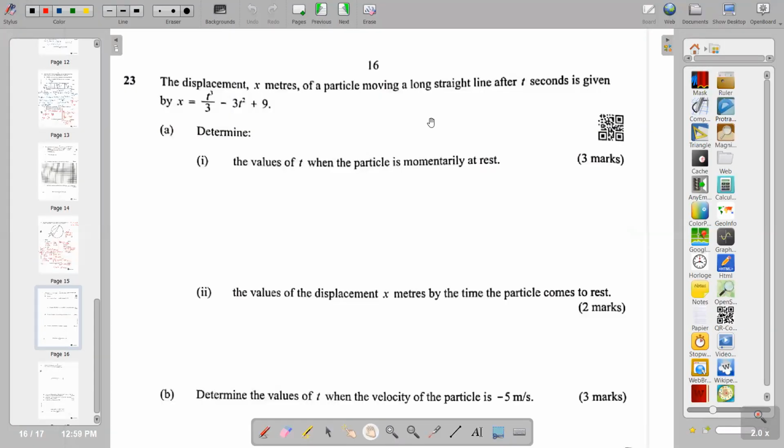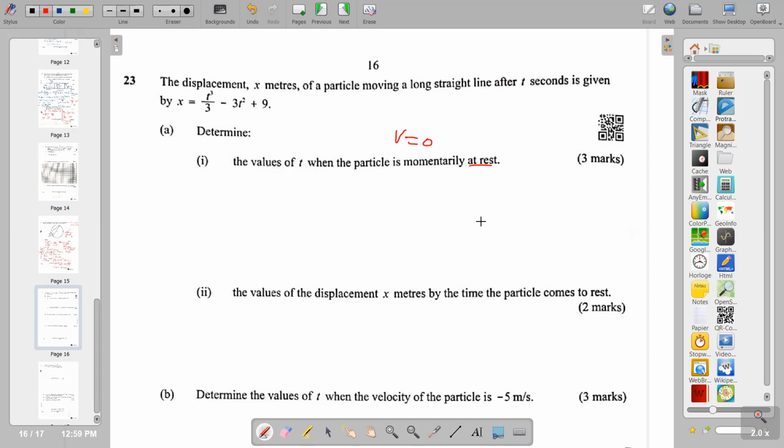Number 23, this is a question in Form 4, calculus, application of differentiation. You're given that the displacement x meters of a particle moving along a straight line after t seconds is given by x = t cubed over 3 minus 3t squared plus 9. Determine the value of t when the particle is momentarily at rest. When the particle is momentarily at rest, it is not moving, meaning that velocity is equal to 0.